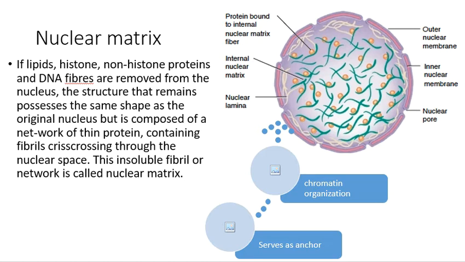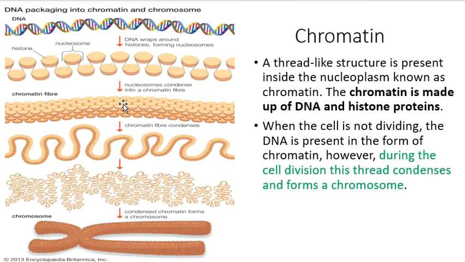It serves as more than a skeleton to maintain the shape of the nucleus, or a scaffold on which loops of chromatin are organized. So chromatin organization as well. It also serves to anchor much of the machinery that is involved in various activities of the nucleus, including transcription, RNA processing and replication. So this is about the nuclear matrix.